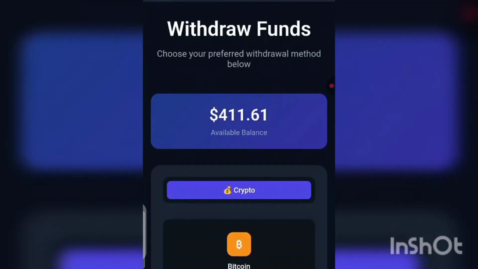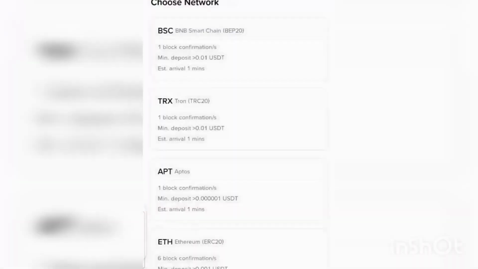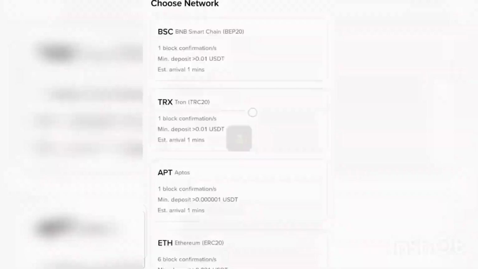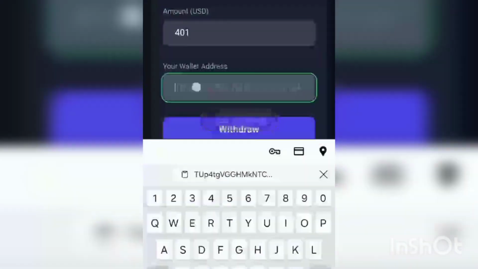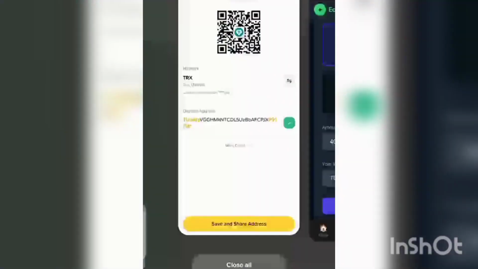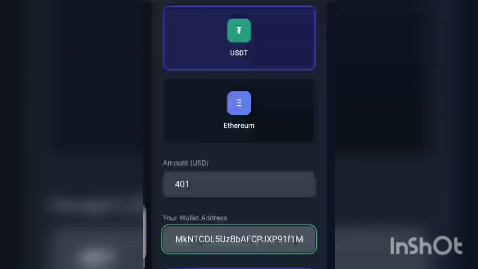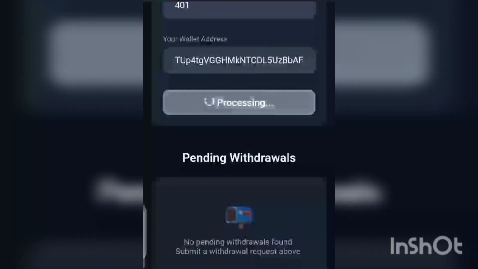So I'll go to my Binance to copy my address over there. We are going to be copying USDT TRC20, because that was what I deposited. So the next thing is to copy Tron, then go back to the bot. We are going to be withdrawing 401, since we made 300 USDT. We made 300 USDT plus our capital, that is 411. So we are going to be leaving 10 USD here to make a withdrawal of 400.